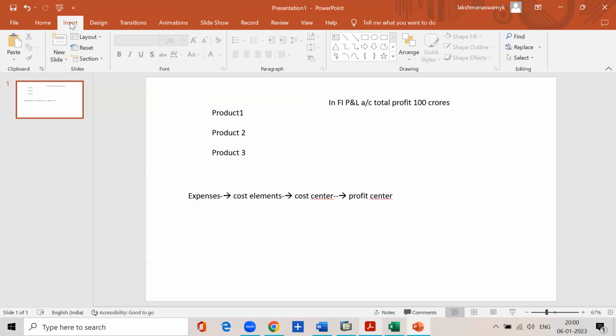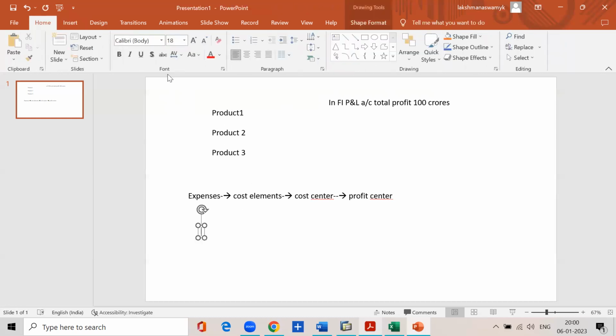Now, there is one expenditure, bank charges. The bank charges are levied by the bank as per their policies. So we don't have any control on the bank charges, right? So there is no use of analyzing these bank charges in controlling. That's why I did not create these bank charges as a cost element. So it is not posted to a cost center.